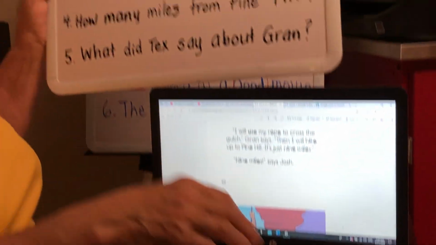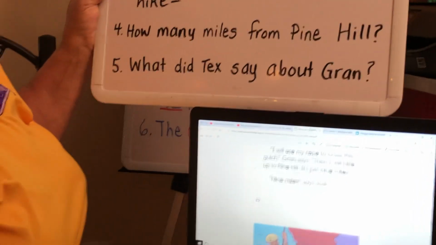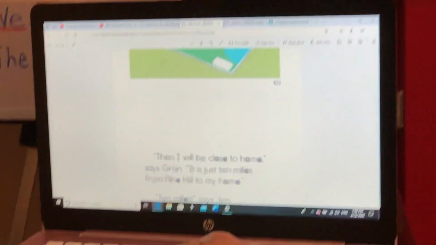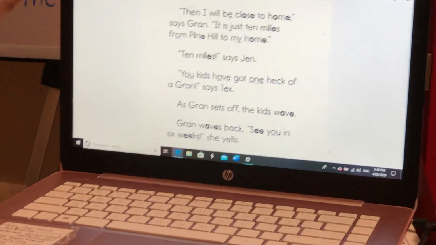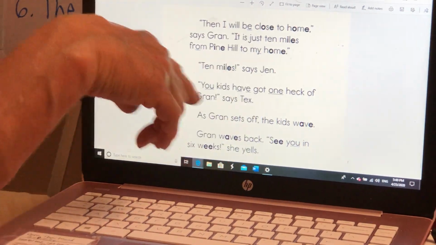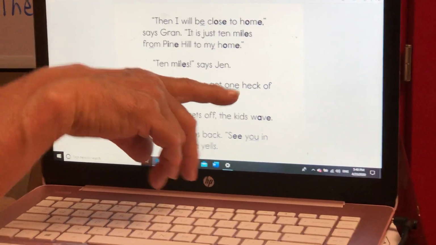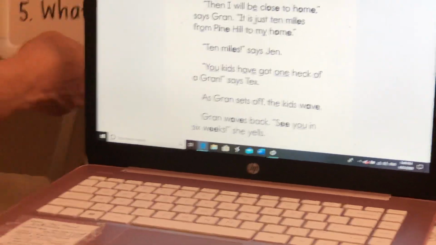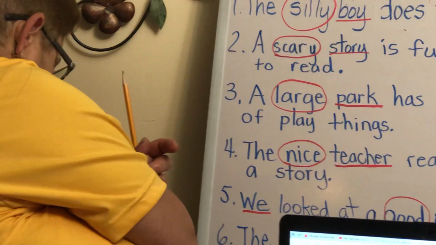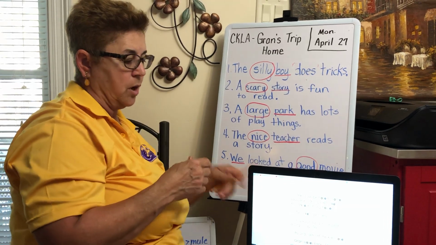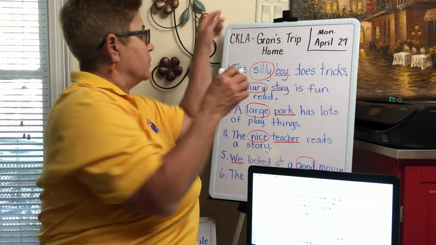And what did Tex say about Gran? I think we can remember that. He said, you kids have got one heck of a Gran. Tex said, you kids have got one heck of a Gran. And when you write that part that he says, remember that you want to put those talking marks. So I need to erase the board once again.